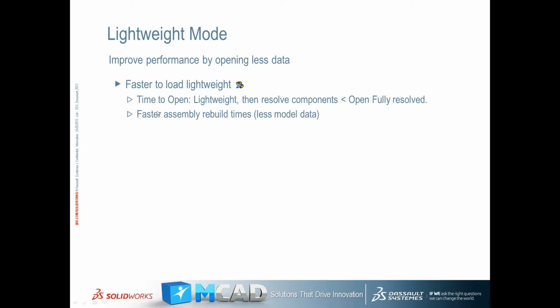Also, when you're in lightweight mode, the amount of time that it takes to rebuild the assembly is less, and again, that comes back to there being less model data in the parts. So essentially what happens here in lightweight mode is only a subset of the graphical data is used, and anything remaining is only going to be there when you click on it. So let's take a look at that.